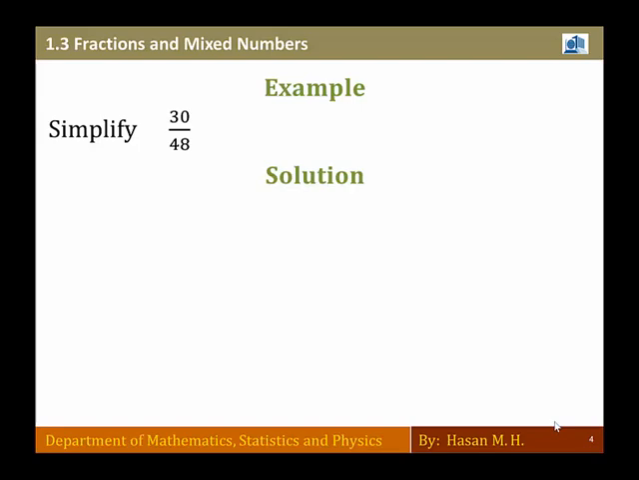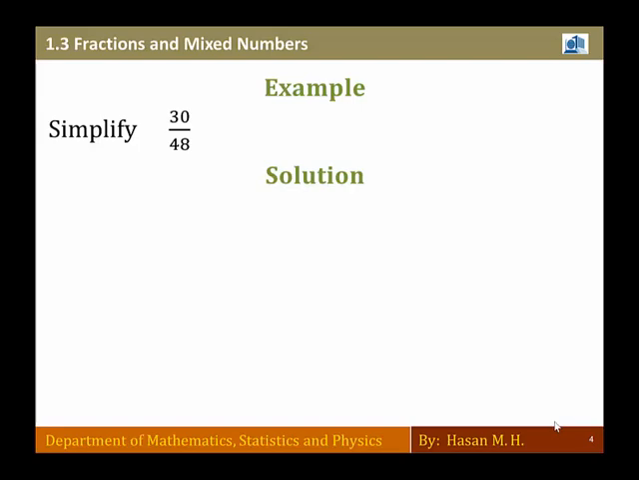Example: simplify 30 over 48. One of the ways to simplify is to write the numerator as a product of primes and to write the denominator as a product of primes.